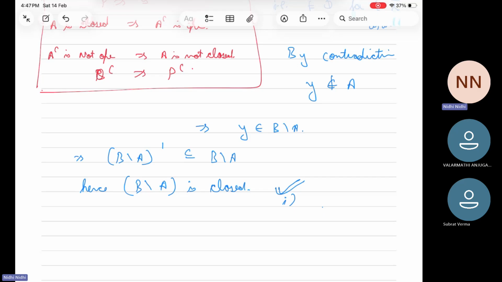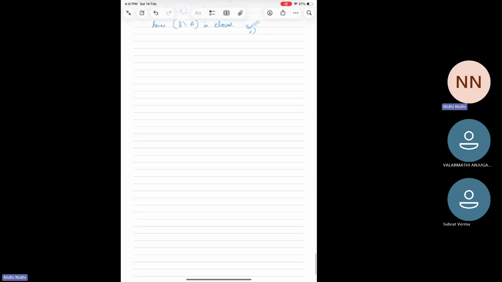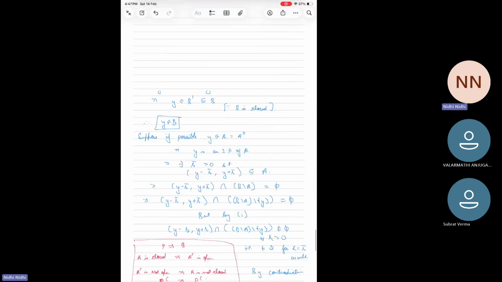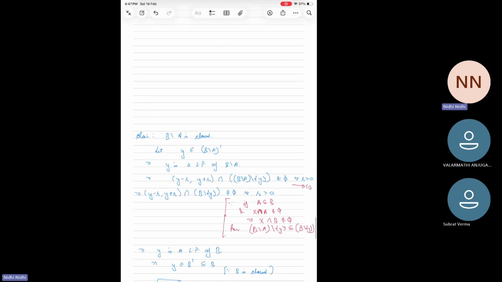I hope this proof is fine. How we are able to show that A minus B will be open and B minus A will be closed.